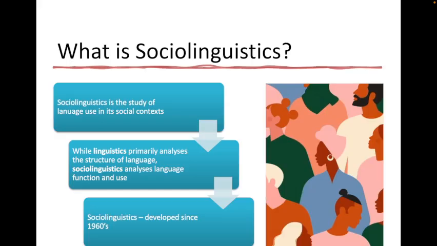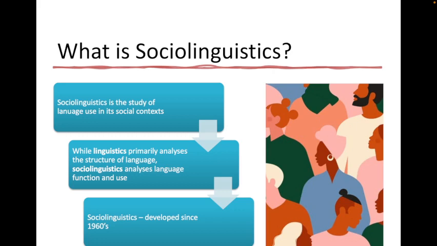So now let's first define what sociolinguistics is. Sociolinguistics is the study of language used in its social contexts. Any language that we use in a social context is also known as sociolinguistics. It may be a formal or informal type. Anything that involves the language we use to talk with other people is known as sociolinguistics.